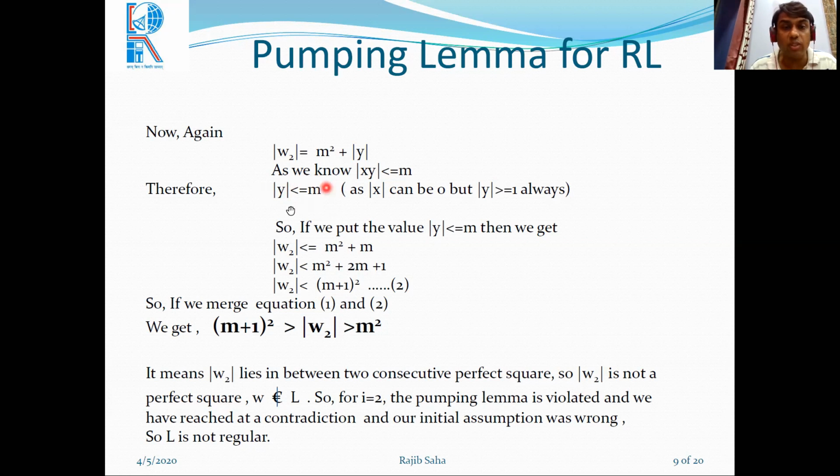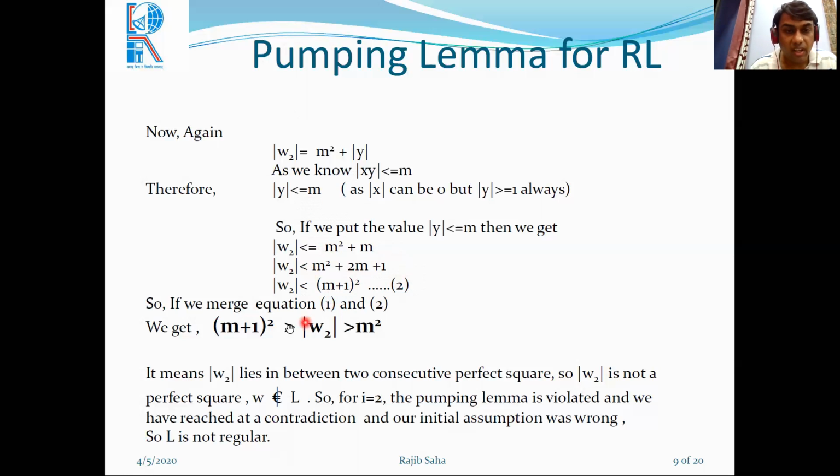Now if we put the value of mod of y, which is less than equal to m, in this equation, then we have mod of W2 equal to m square plus mod y. Now it becomes less than equal to m square plus m. Why less than equal to? Because I have applied this relation here. When I put the value of mod y, the equal to relation becomes less than equal to. Now in the next line, I have added m and a single one here, because we cannot say the value of m, it may be 0. But as we have added this one, the less than equal to equation becomes only less than. And you know that this m square plus 2m plus 1 is basically m plus 1 whole square.